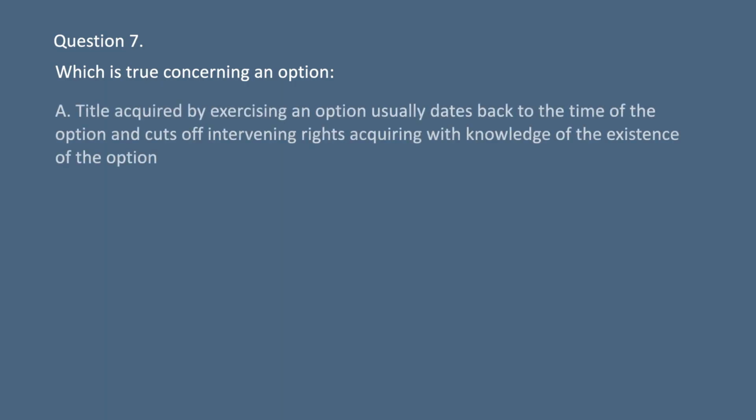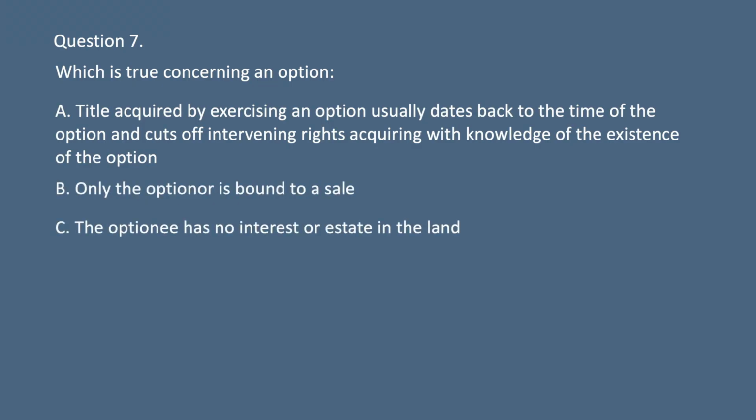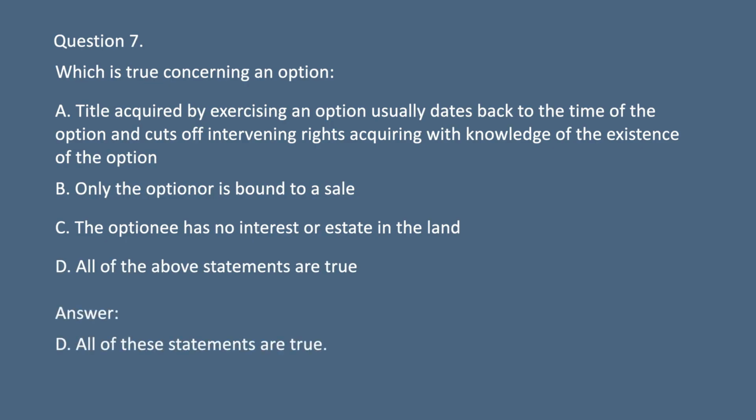Question 7. Which is true concerning an option? A. Title acquired by exercising an option usually dates back to the time of the option and cuts off intervening rights acquired with knowledge of the existence of the option. B. Only the optioner is bound to a sale. C. The optionee has no interest or estate in the land. D. All of the above statements are true. Answer: D. All of these statements are true.